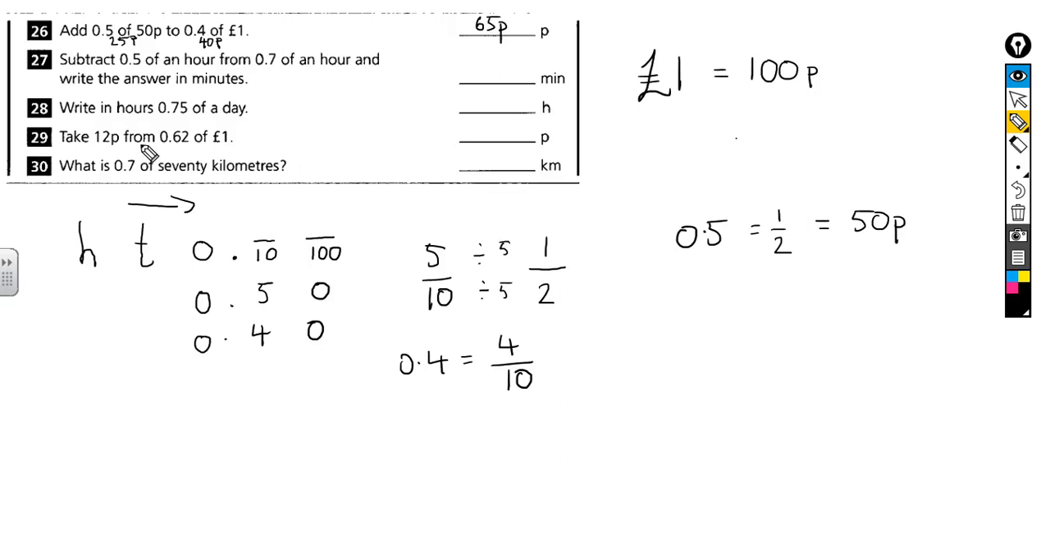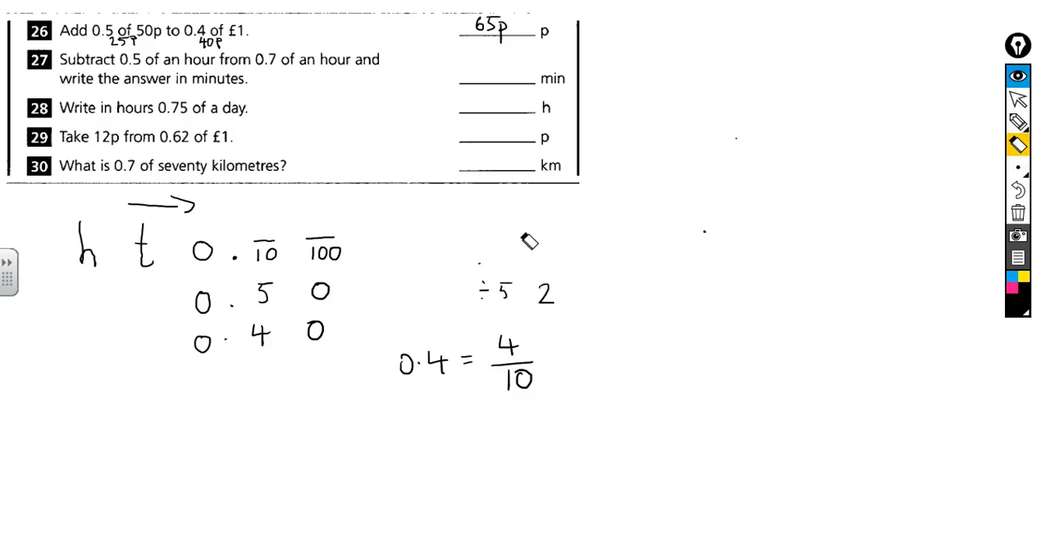Okay, right, now we're asked, I'm going to rub most of this out. What are we asked next? We're asked to subtract 0.5 of an hour. I'll keep that bit just in case it's handy. We're asked to subtract 0.5 of an hour, which is half an hour, from 0.7 of an hour and write the answer in minutes.